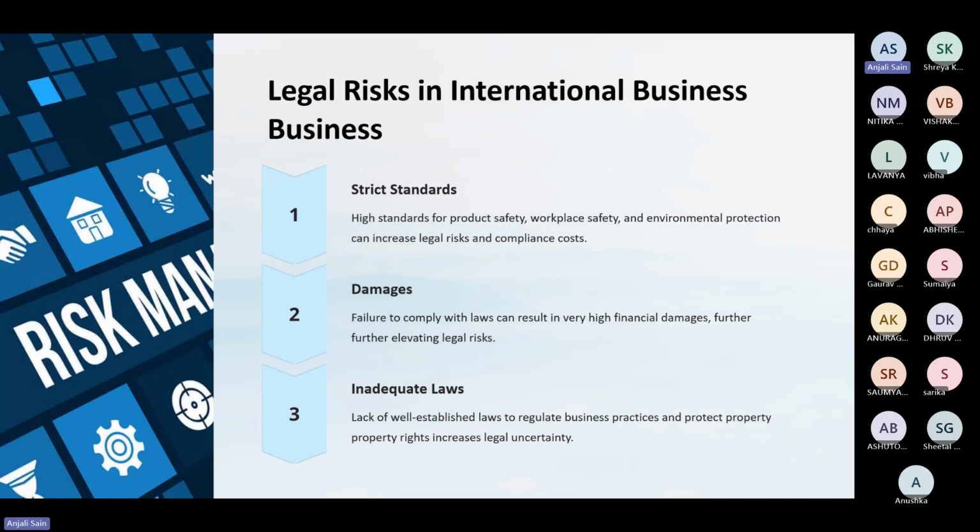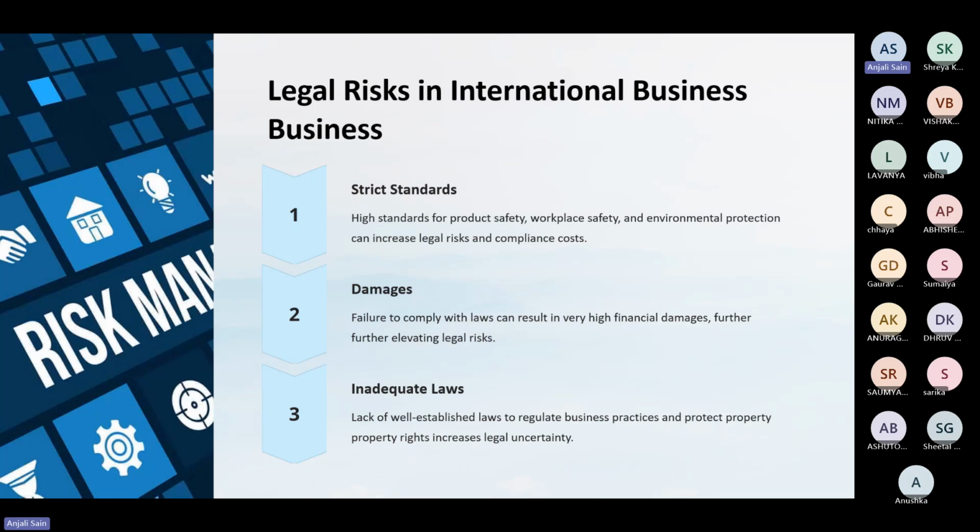लीगल रिस्क इन इंटरनेशनल बिजनेस, लीगल रिस्क में क्या हो सकता है, दैट कैन बी स्ट्रिक्ट स्टैंडर्ड्स, हाई स्टैंडर्ड्स फॉर द प्रोडक्ट सेफ्टी, वर्कप्लेस सेफ्टी, एनवायरमेंटल प्रोटेक्शन कैन इंक्रीज द लीगल रिस्क एंड द कंप्लायंस कॉस्ट. लीगल रिस्क कैसे इंक्रीज होगा मेरा, कि जब किसी फॉरेन कंट्री की गवर्नमेंट बहुत सारे स्टैंडर्ड्स हाई कर दे या फिर बहुत सारे सैंक्शंस लगा दे. ठीक है, देन कम्स द डैमेजेस.